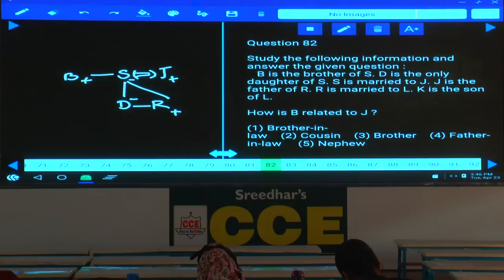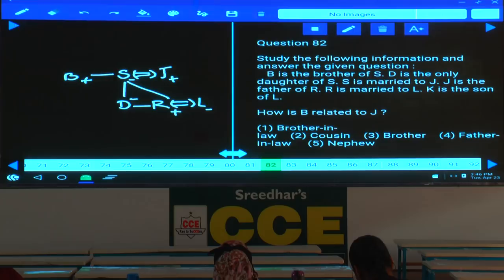J is the father of R, and R is married to whom? R is married to L. R, a male, is married to a female L. K is the son of L. K must be at this place. Now this is the information we have.